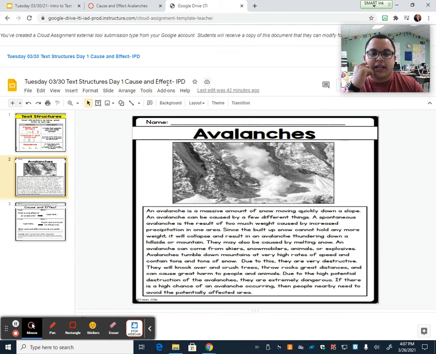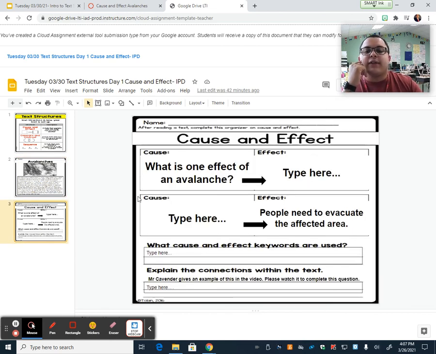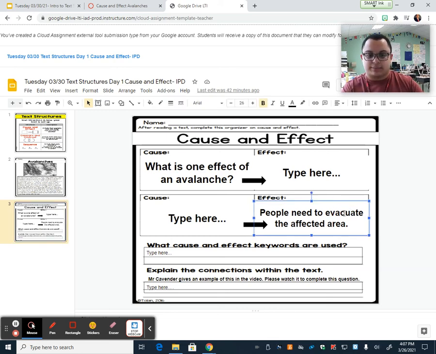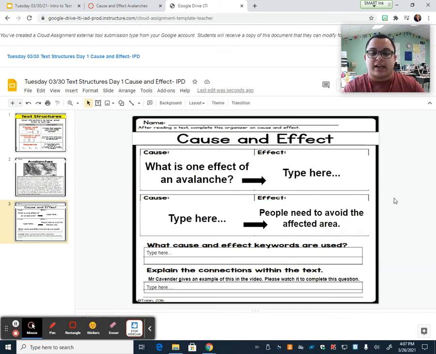You're going to read avalanches, and then you're going to find an effect of an avalanche. What is one effect of an avalanche? So what happens because of an avalanche? All right. Then you're going to find the cause. People need to evacuate the affected area or avoid. Let's change that to avoid because that's exactly the sentence that the text says. So it says people need to avoid the affected area. What is one cause of people needing to avoid the affected area?